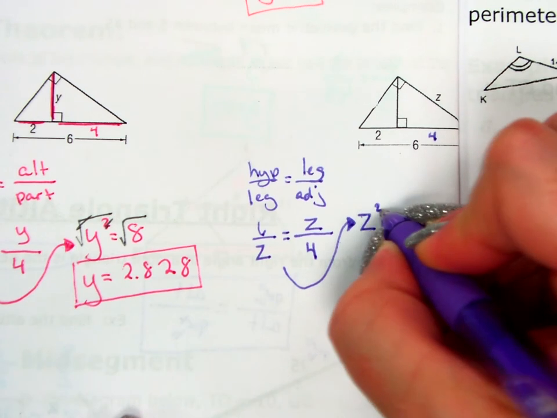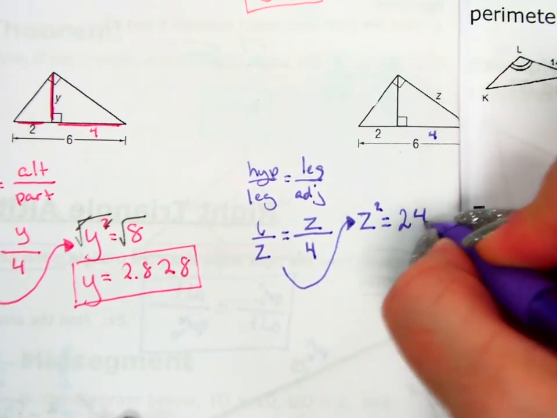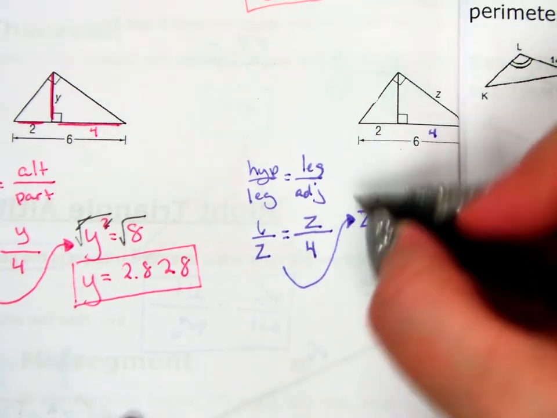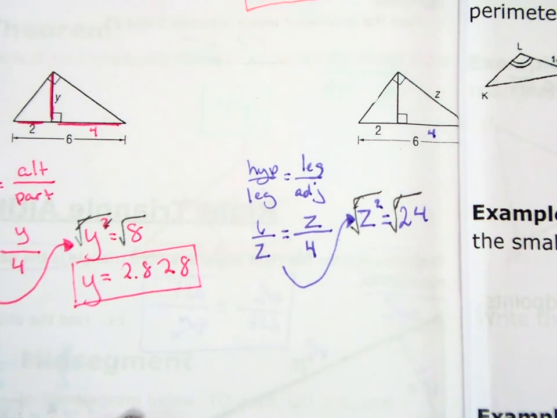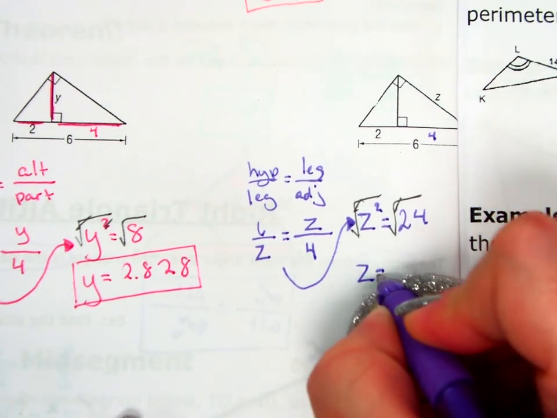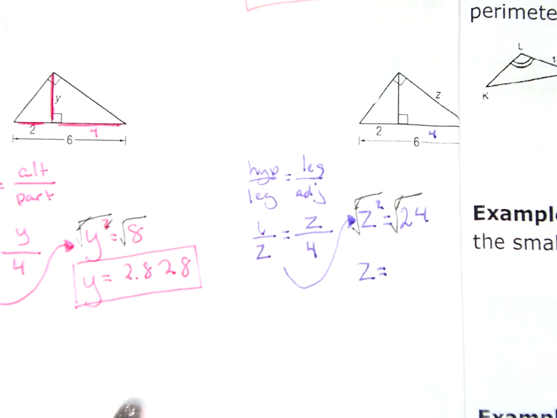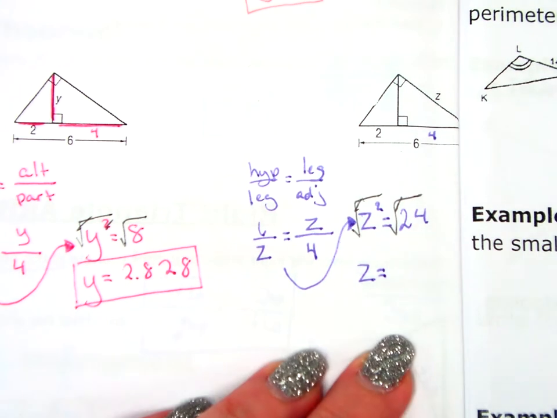Cross multiply. z times z is z squared. 6 times 4 is 24. How do I unsquare? Square root. So z equals 1.8981.